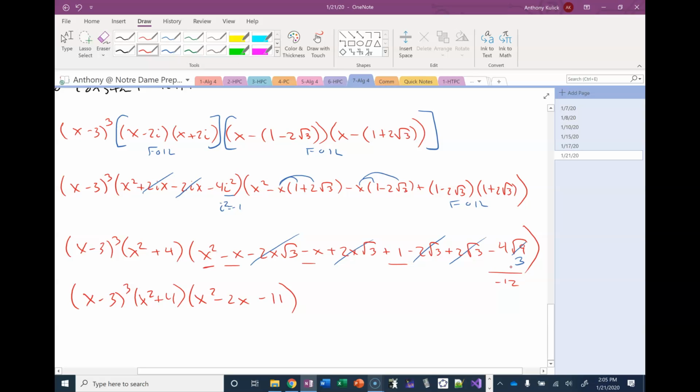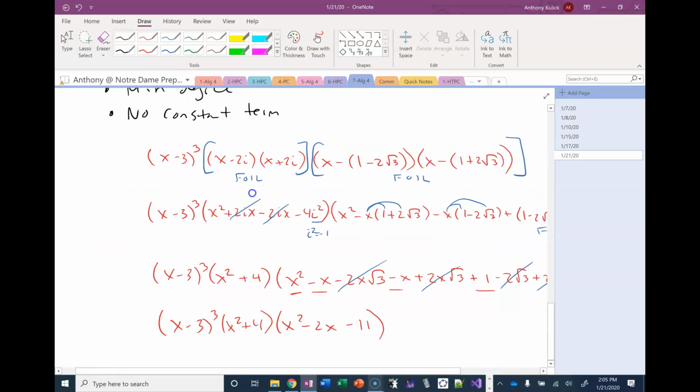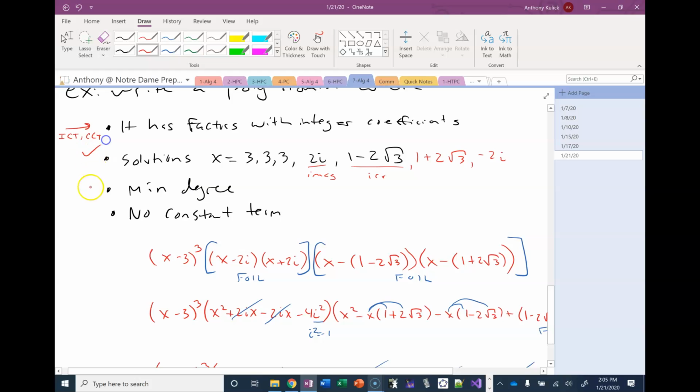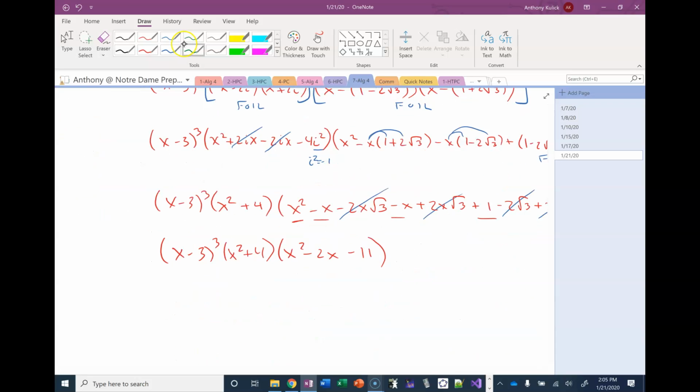And we have one more piece of criteria to worry about, right? So we did this, we didn't do anything extra. No constant term. Let's look at what we have right now. What is our constant term going to be right now? It's going to be 27 times 4 times 11, right? Actually, negative 27 times 4 times negative 11.